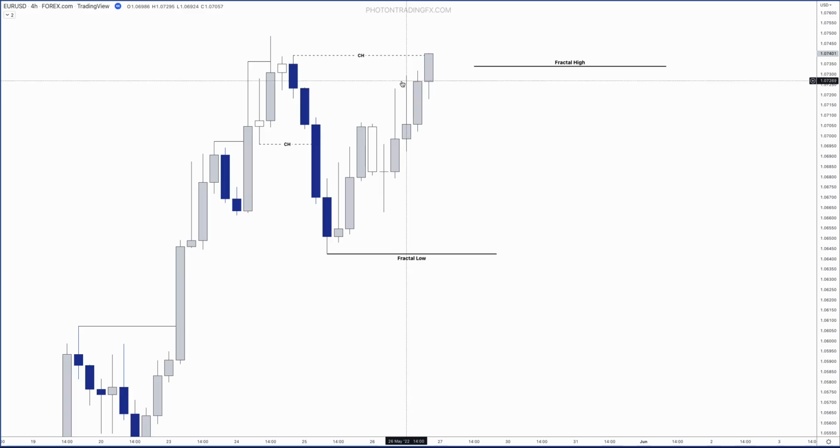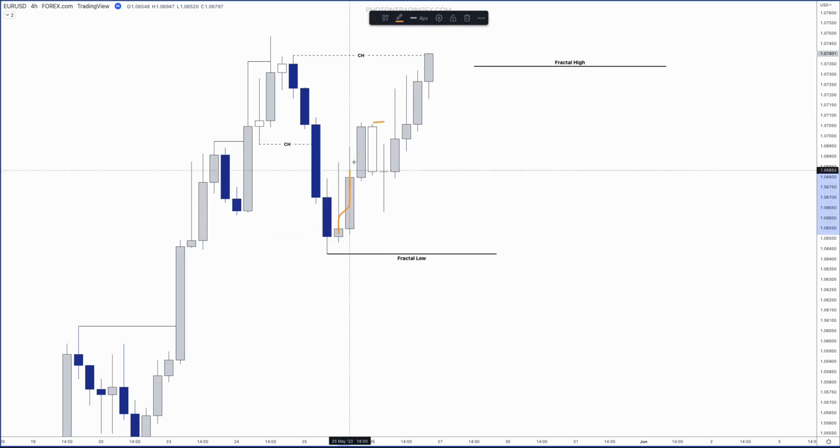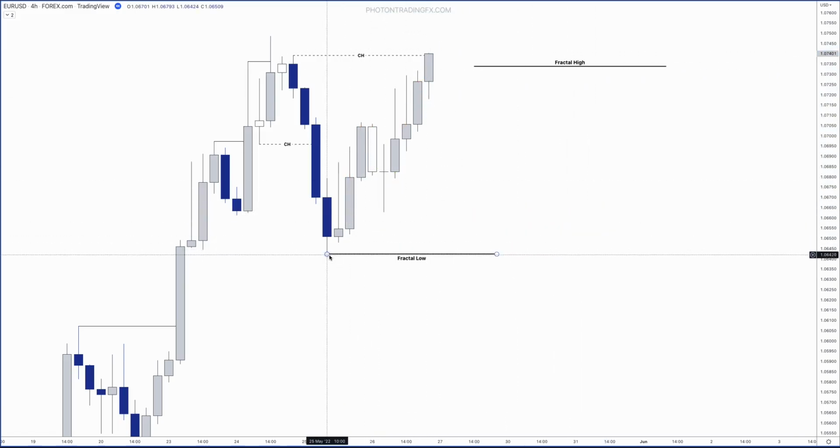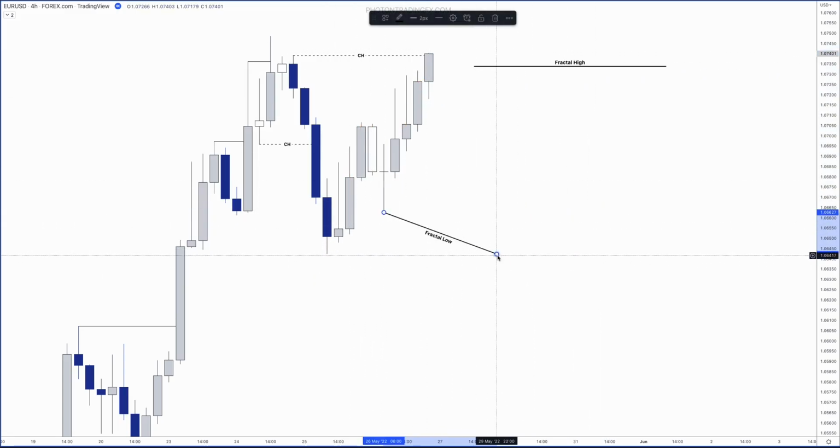So all of these highs break the previous high. This candle here fails to break the previous candle's high, right? It fails to break this high. So that becomes our new low. Why? Because you see price comes up, then it comes down, and then all of these candles break the previous candle's high. So that's why that becomes our new low. Okay, so there's our fractal low.